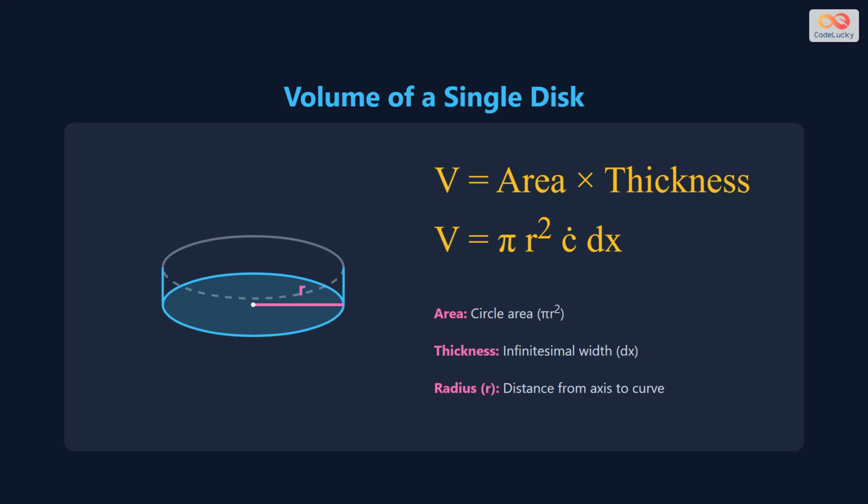Let's look at just one of these disks. It is essentially a very short cylinder. The volume of a cylinder is the area of its base times its height. Here, the base is a circle with area pi times r squared, and the height is the infinitesimal width, dx.